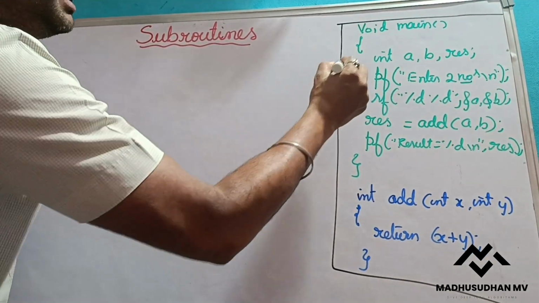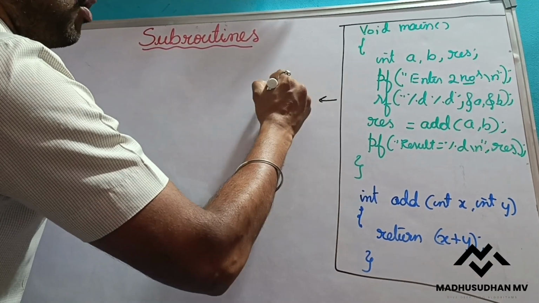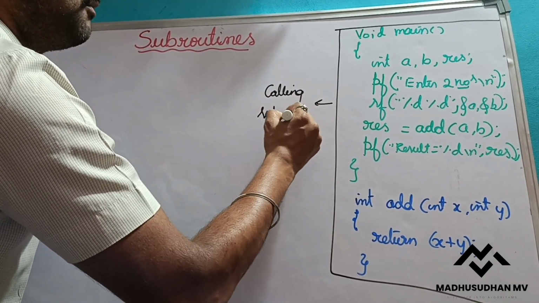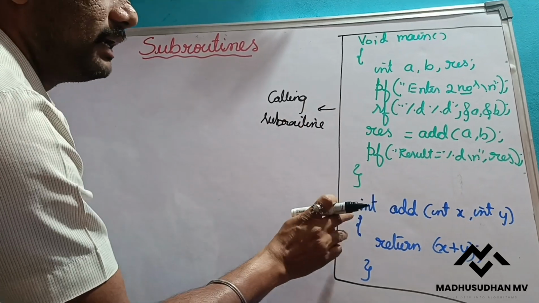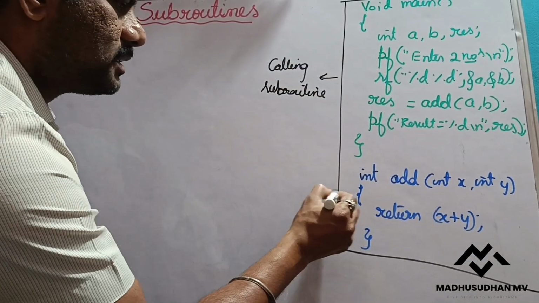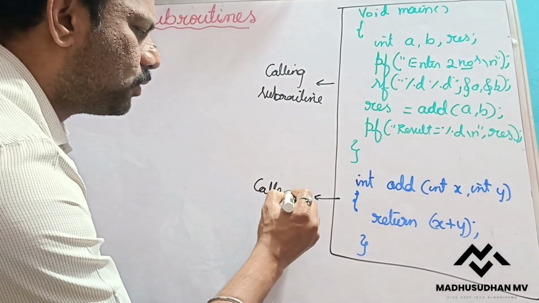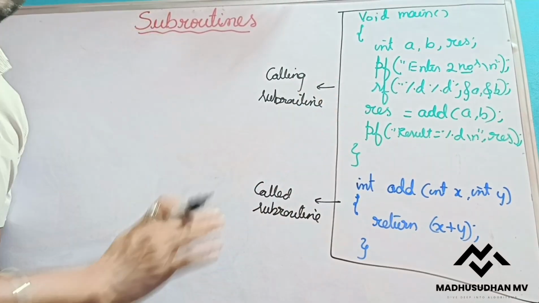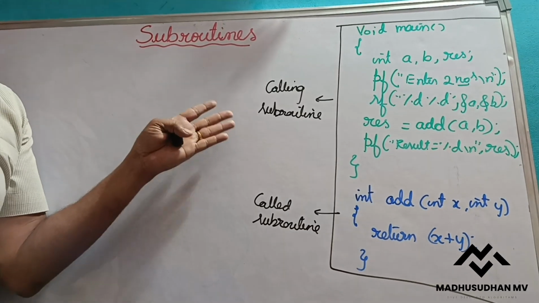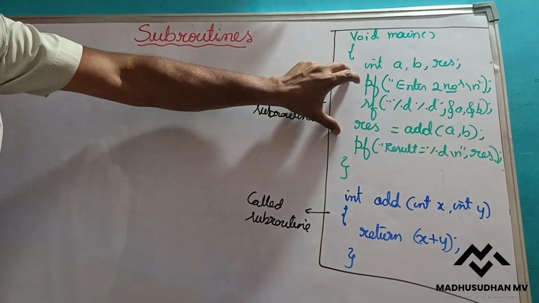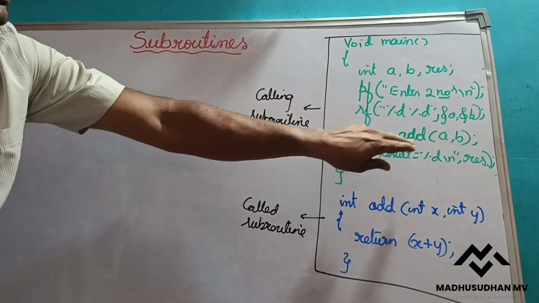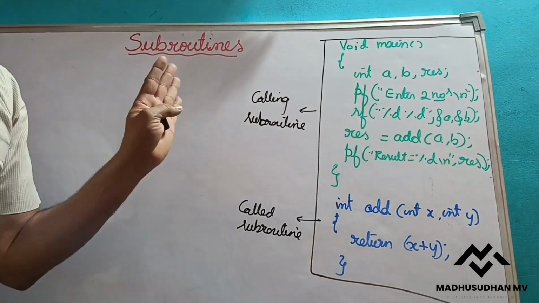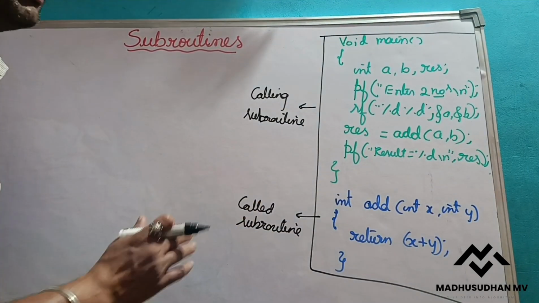Now this is my calling subroutine. Instead of calling function, now we'll call it calling subroutine, and this is called by it, hence I will call this a called subroutine. Actually it is a function, but since I'm discussing in the context of assembly level, I'm calling it subroutine. This is a calling subroutine because it is calling this function. This statement is what we call the function calling statement.